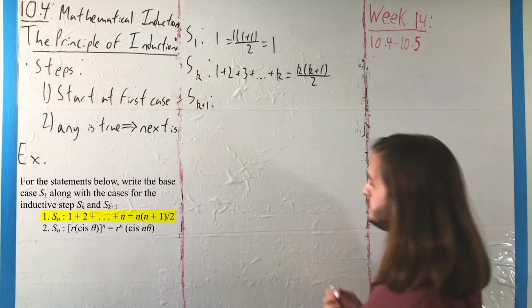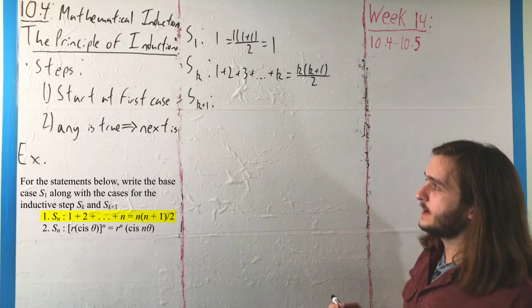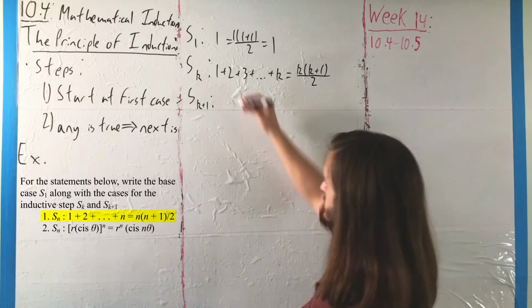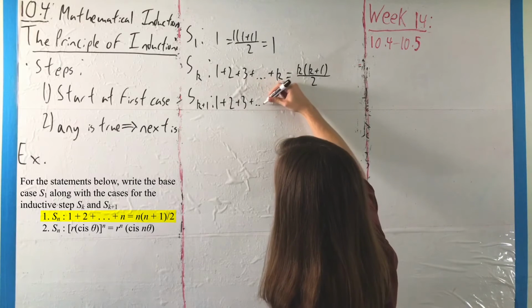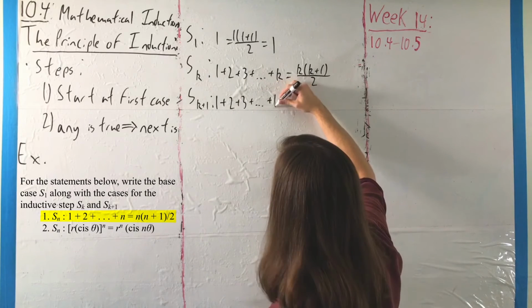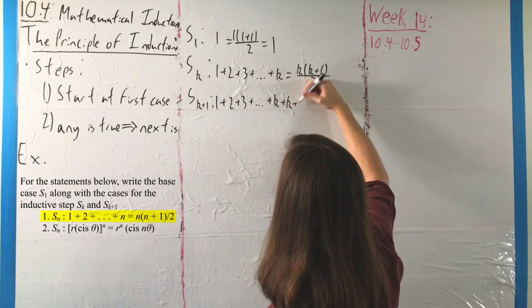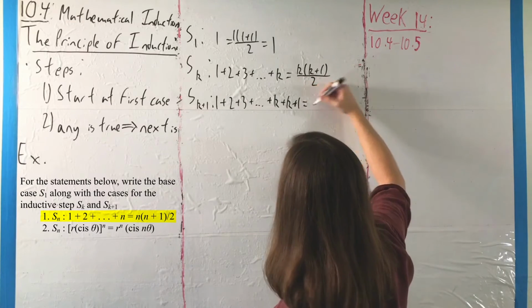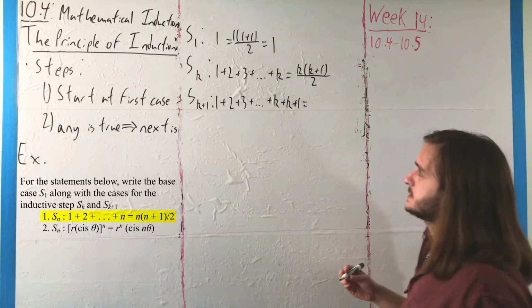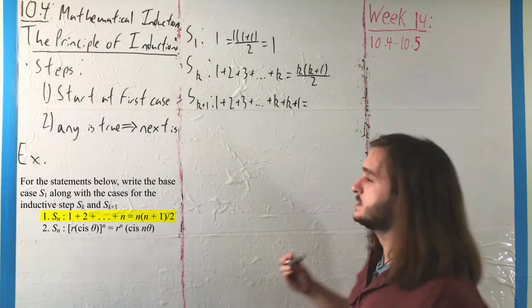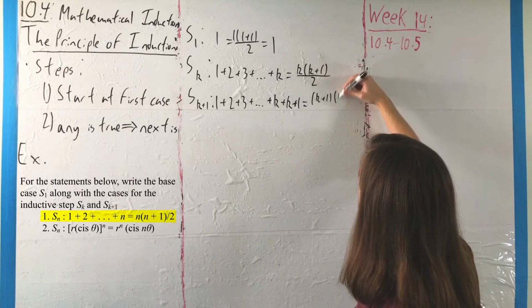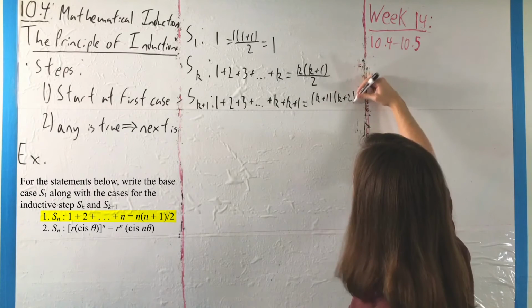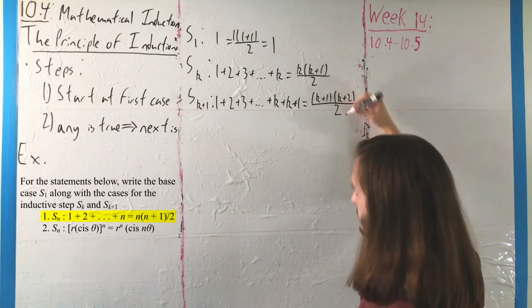And then finally, for our k plus 1 case, we're going to do the same sort of thing. We have 1, 2, 3, and we're going to go up to k, but we're going to keep going past k up to the k plus first case, and as a result, on the other side of that equality, based on our statement, we're going to have k plus 1, where k was, times k plus 2, where k plus 1 was, and that's all still going to be divided by 2.